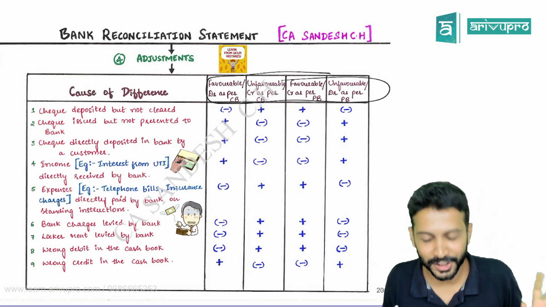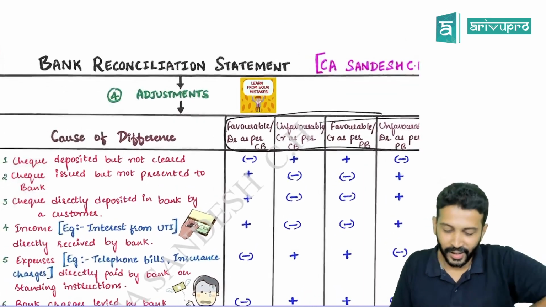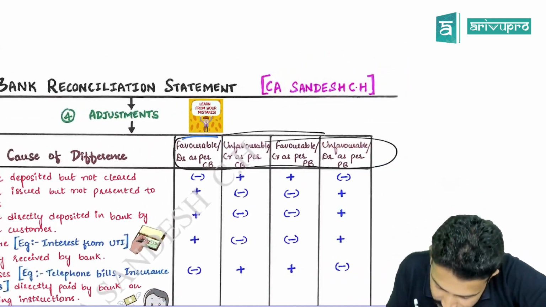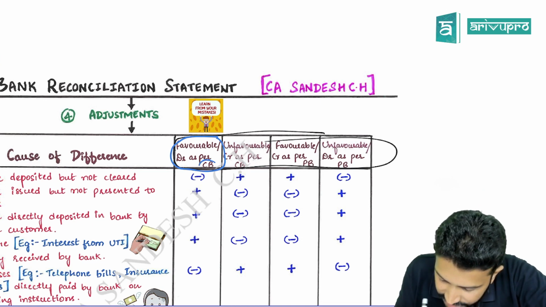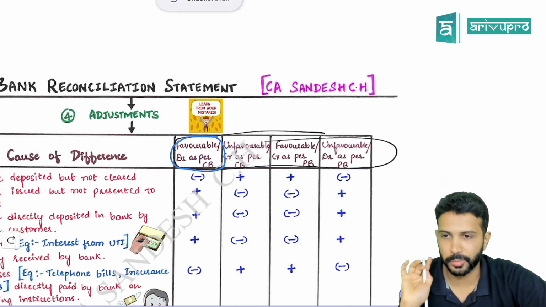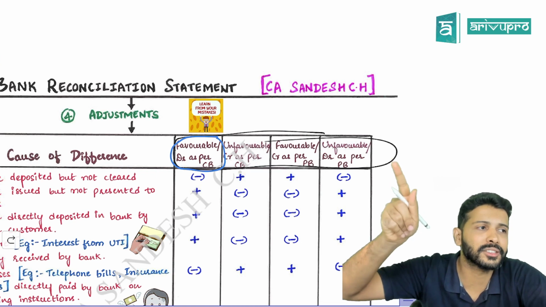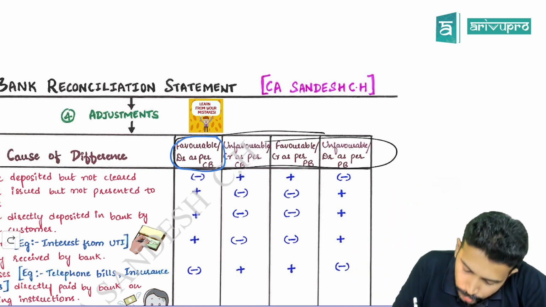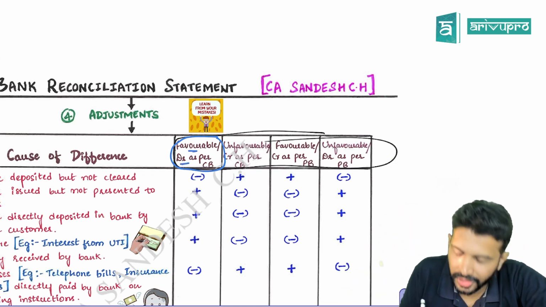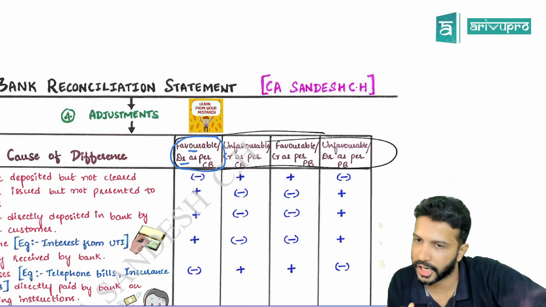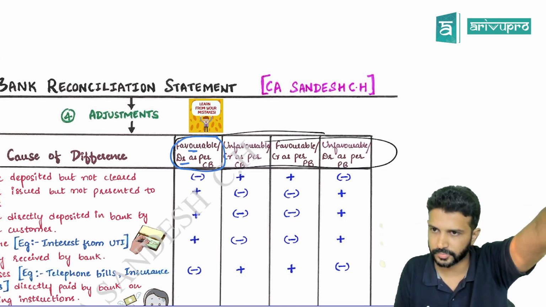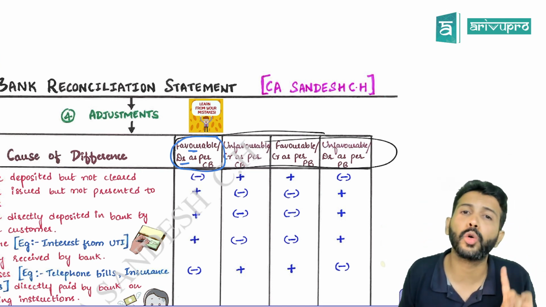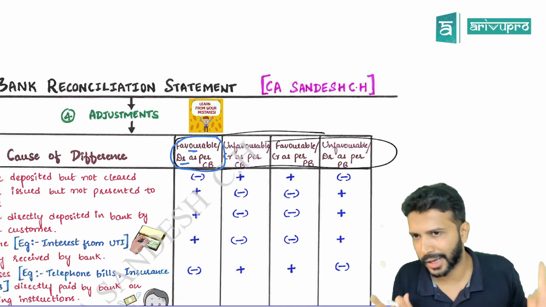First, to understand the subject. What have I given? What is the first scenario I've written? Favorable balance as per CB. CB means cash book. PB is passbook. If you say favorable balance, that means it is a debit balance as per cash book. Favorable balance means you have money in your bank account. If you have money in your bank account, we call it a favorable balance.